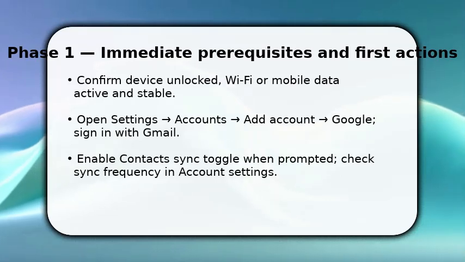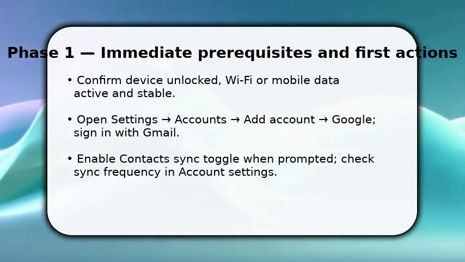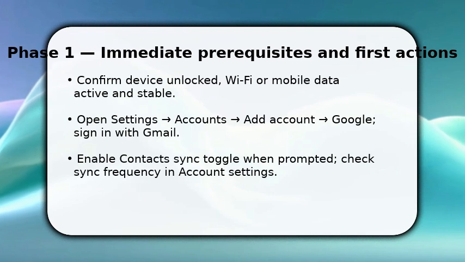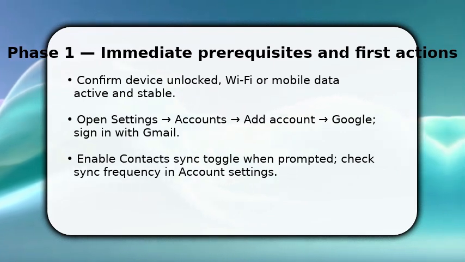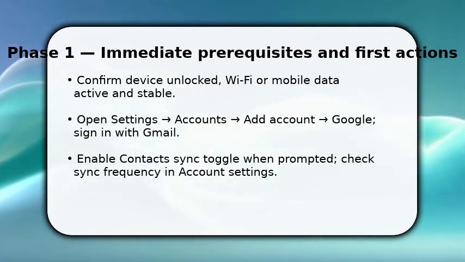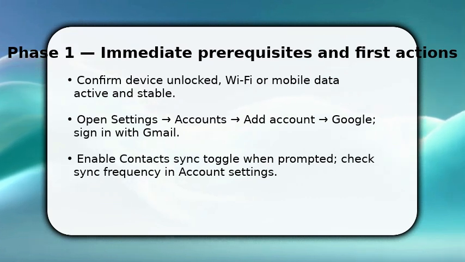You start by getting the essentials done now. Unlock the Motorola, connect to Wi-Fi or mobile data, and open Settings. Next, tap Accounts, then Add Account and choose Google. Sign in with your Gmail credentials.